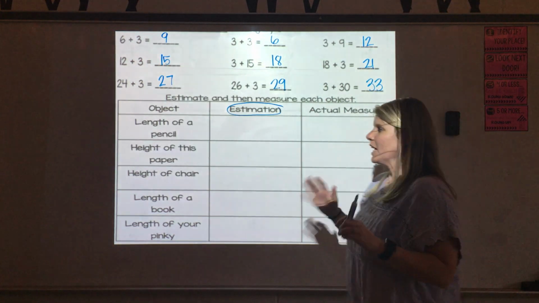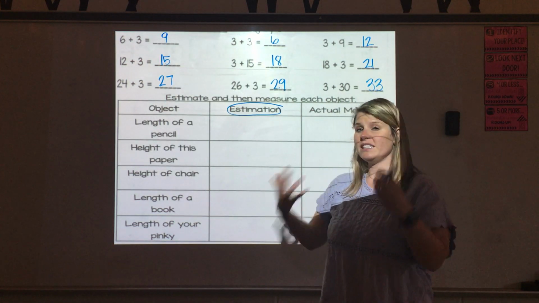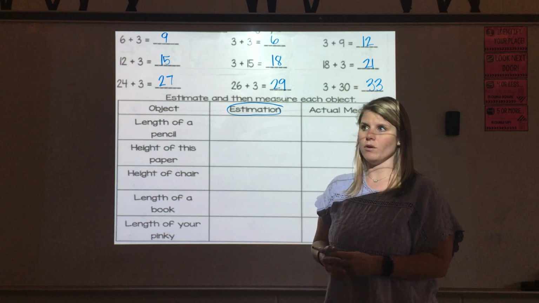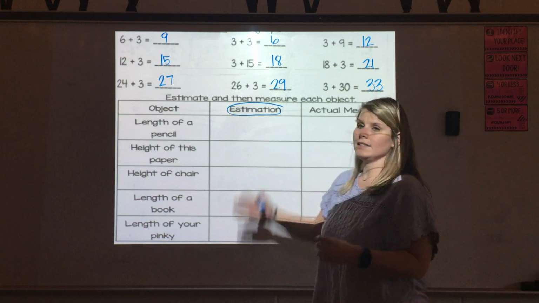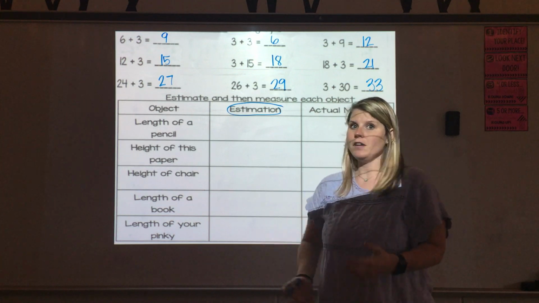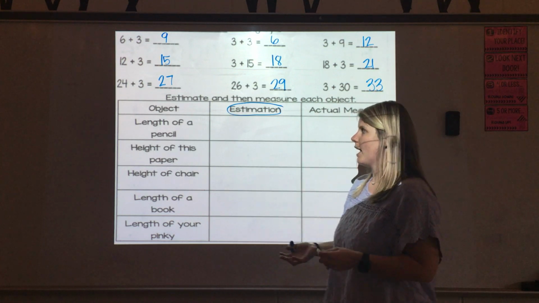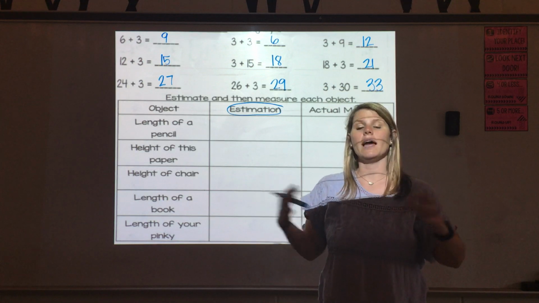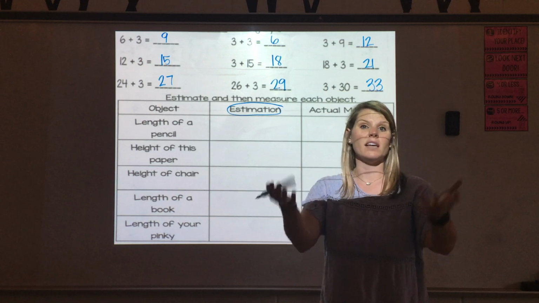Now, I didn't love that they didn't specifically give us units of measurement to work with on this because I'm sure several of you are wondering, should I estimate in inches? Should I estimate in feet or yards? And my answer to that would be I would estimate using your best judgment. I would use the length of unit that you think best fits.